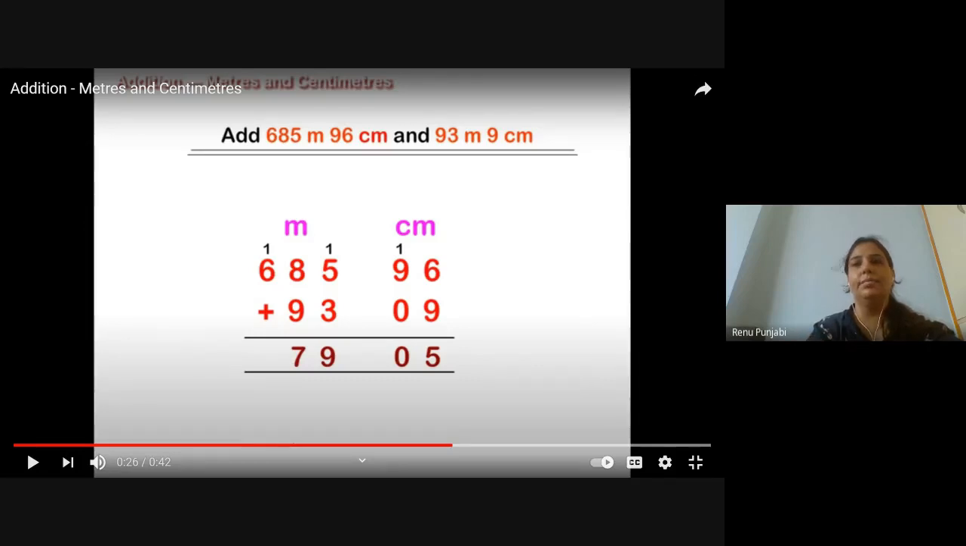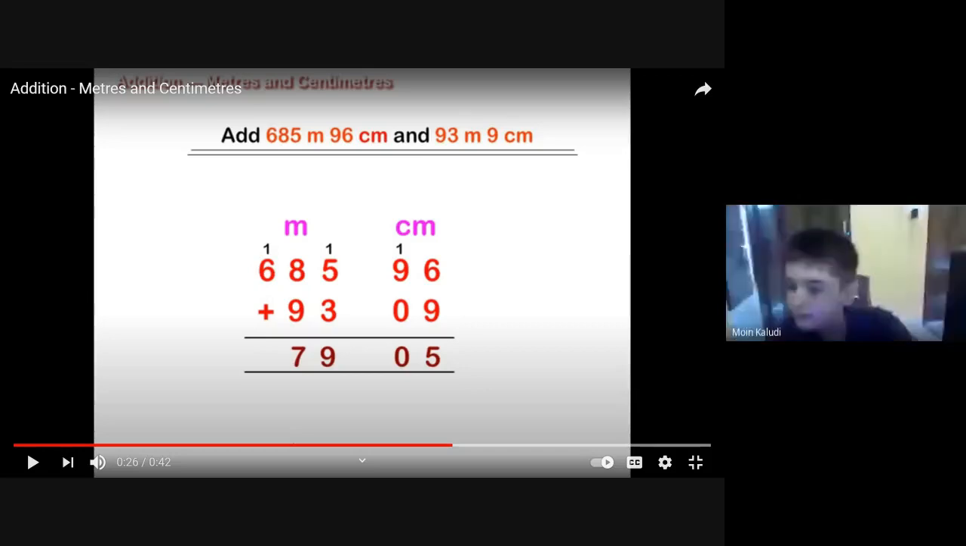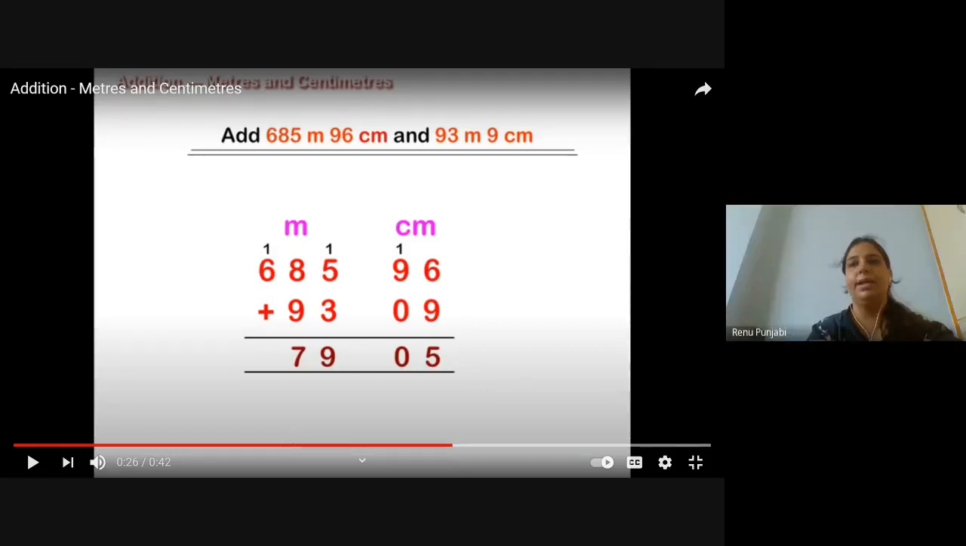Moin Kuledi, tell me what is 6 plus 9? 15. Wait a minute, let me take the attendance. 15. Right. Then 15. So where the 1 will go, Moin Kuledi? Up. The 1 will go up and the 5 will come down.